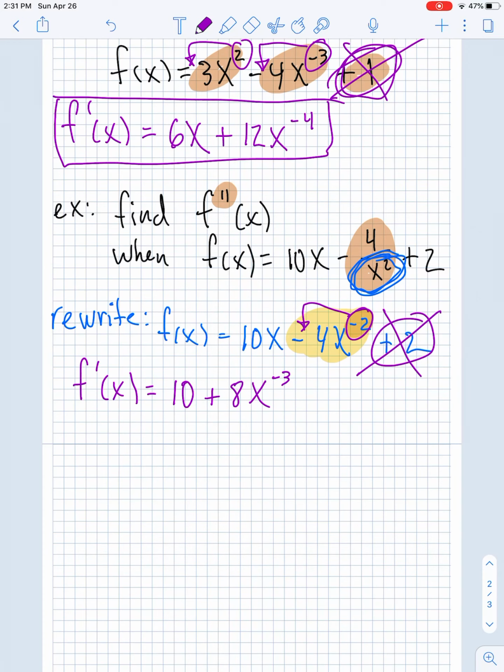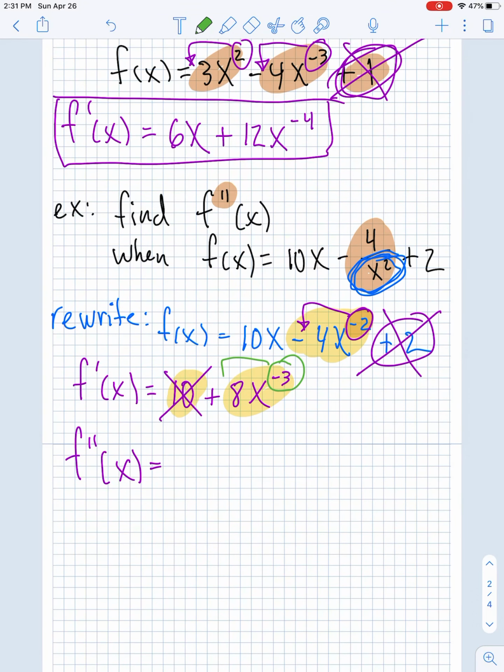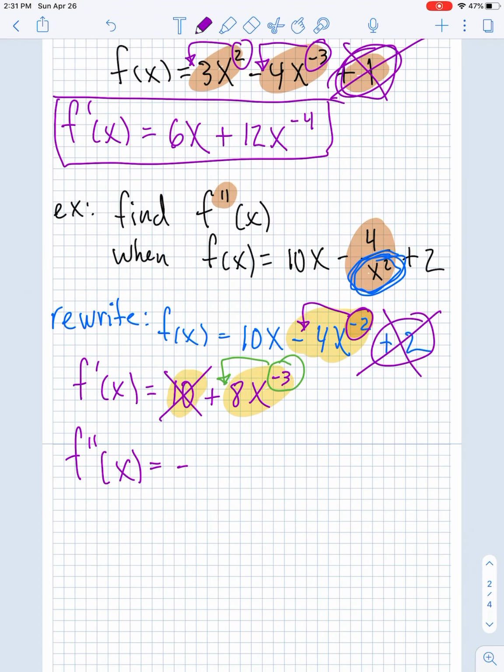Now, that's our first derivative. Now we have to take a derivative of that. So run the power rule on it again. This guy is just going to go away because it's just a constant, it's just a number. So really we're just taking the derivative of this part. The negative 3 comes out in front and multiplies to become negative 24. So it's negative 24x to the negative 4th. And that is your final answer.